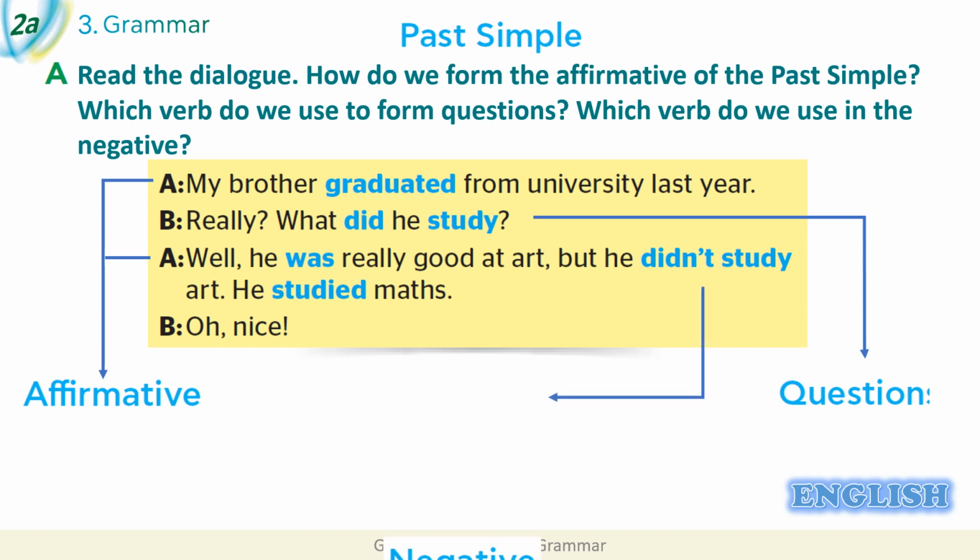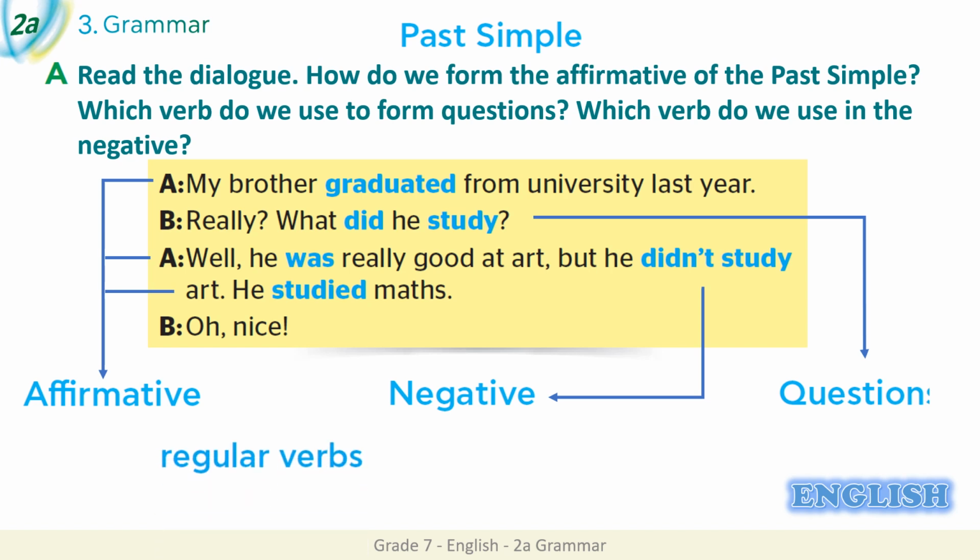That's correct. It's in the negative form. And the verb here is a regular verb. How about the last one? He studied maths. What is the form here? That's correct. It's also in the affirmative form. Now we can notice that we have two types of verbs. We have regular verbs, for example, graduated, and also irregular verbs, for example, was.